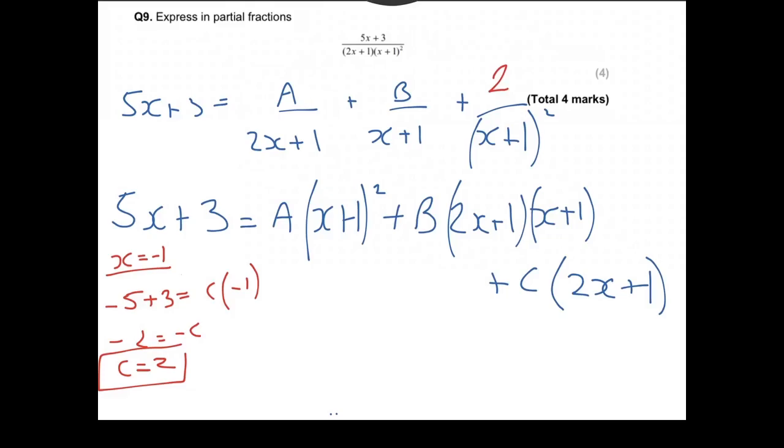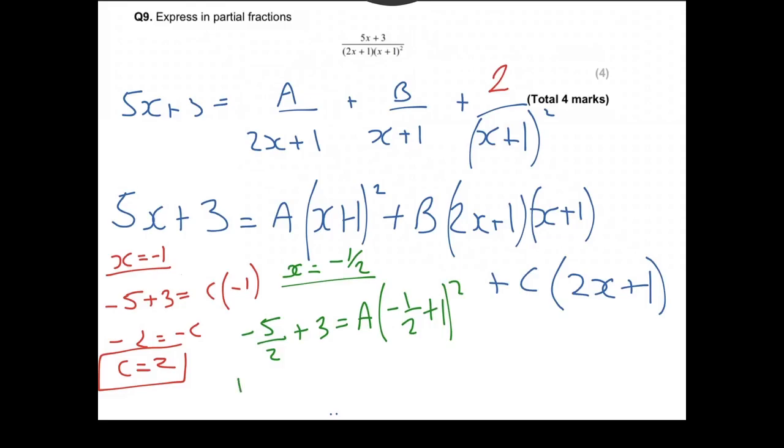And next term, we're going to substitute x is equal to minus a half. So we're going to get minus 5 over 2 plus 3 equals a times minus a half plus 1 all squared. So we get half equals a times minus a half plus 1, which is going to be a half squared, so it's a over 4. So a also equals 2.